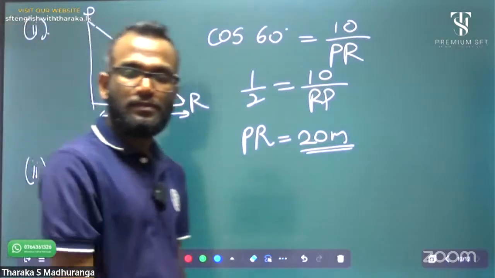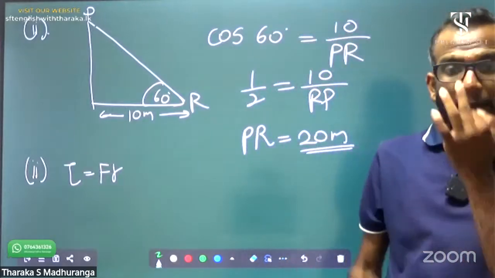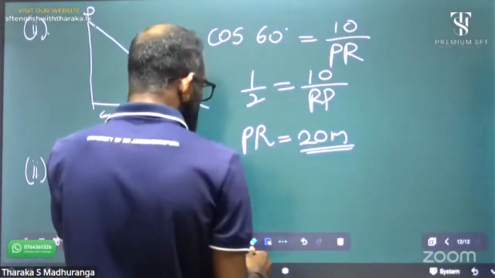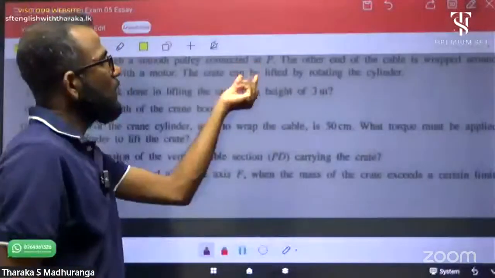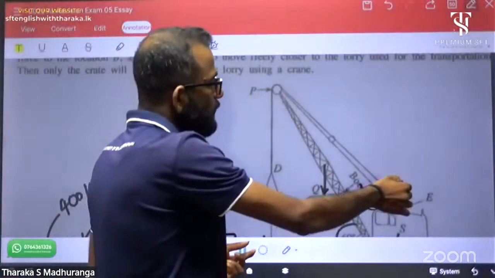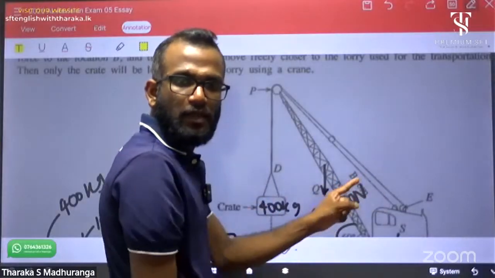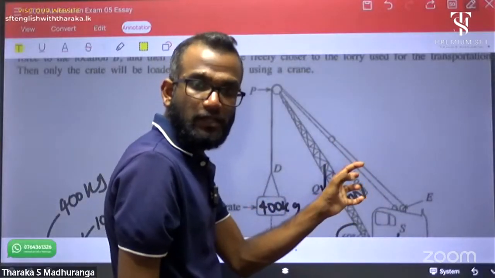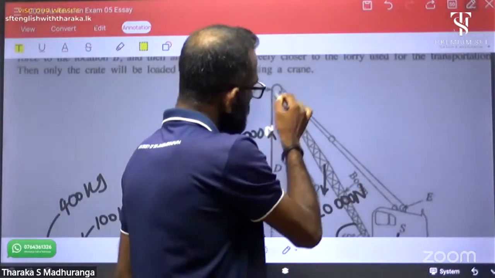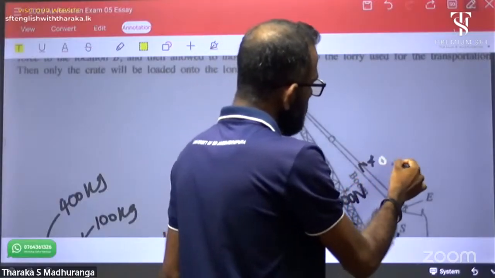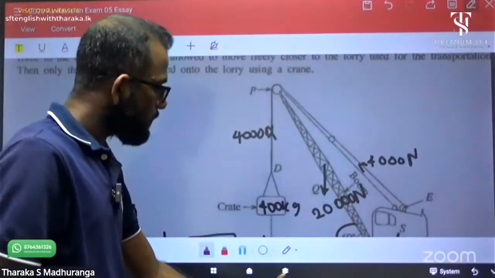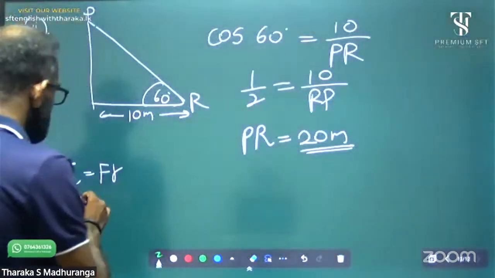What is F? The force applied on the cylinder is equal to the cable tension, right? This is a cylinder. The cable tension is 4,000 newton. These are the force, 4,000 newton.